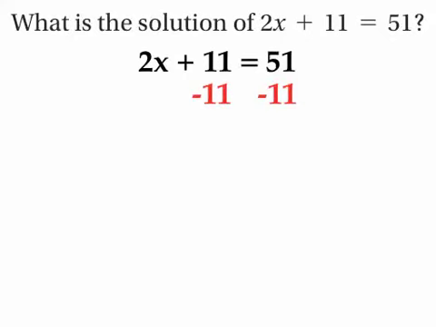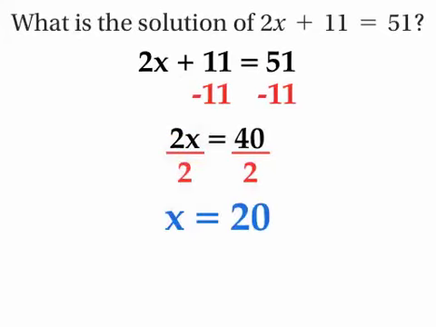Well, 11 minus 11 is 0, so it's going to go away. So I'm left with 2x equals 40. Now, to solve for x, I need to divide both sides by 2. When I do that, I find that x equals 20. Remember, when you're solving equations, you can always go back and plug it in. So 2 times 20 is 40, plus 11 equals 51. And that is true. I do know that x equals 20.